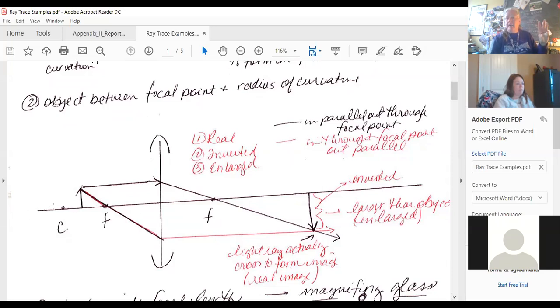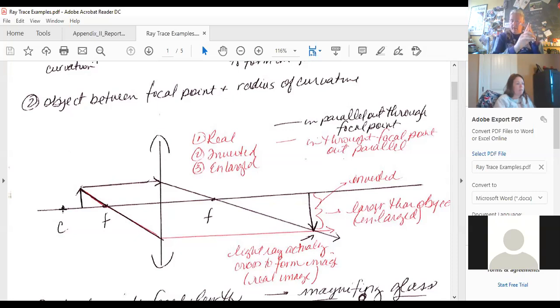Now, anytime you have a convex lens and you get between the radius of curvature and the focal point, you're always going to have an enlarged image. If you're outside the radius of curvature, it'll always be a real, inverted, reduced image. If you're between the radius of curvature and the focal point, it's always going to be a real, inverted, enlarged image.